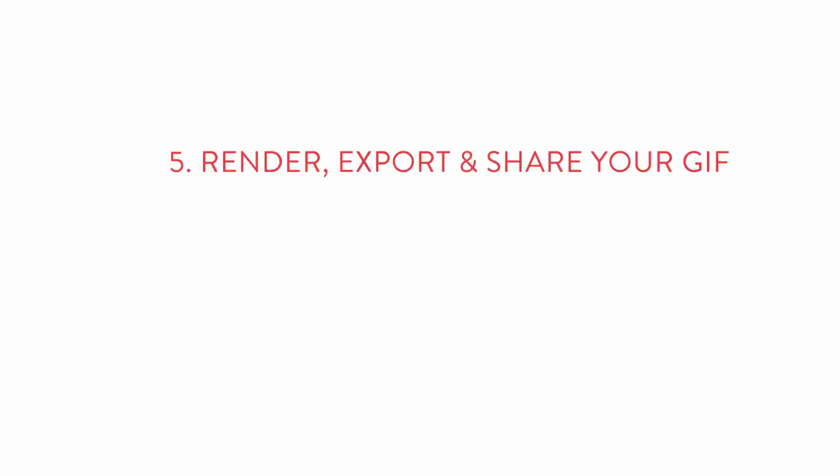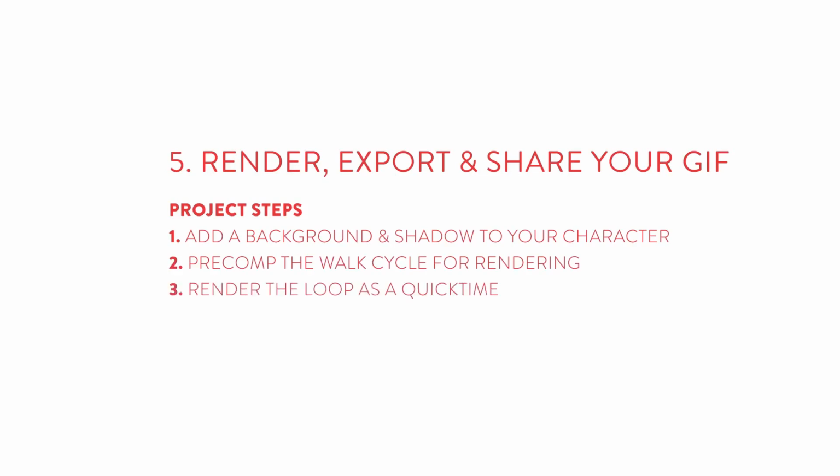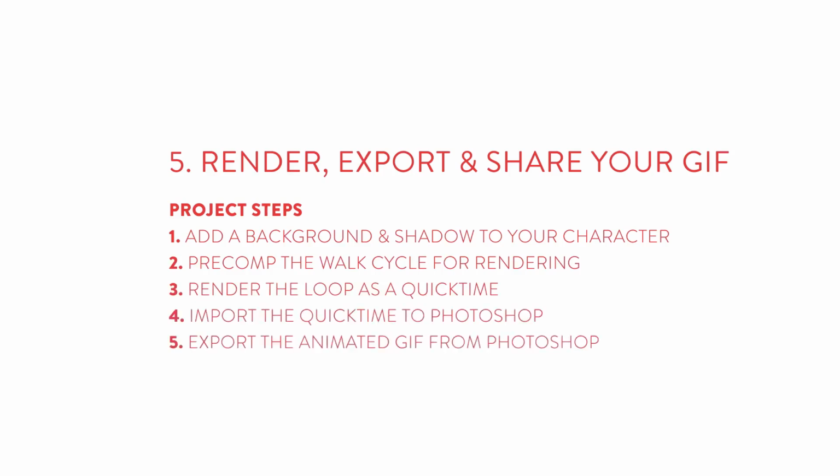Hey guys, this is the fifth and final section of our class titled Render, Export and Share Your GIF. In this section, we're going to add a background color and shadow to our character. We're going to pre-comp our cycle for rendering. We're going to render the loop as a QuickTime. We're going to import the QuickTime into Photoshop, export the GIF from Photoshop, and finally we're going to post our animated GIF.